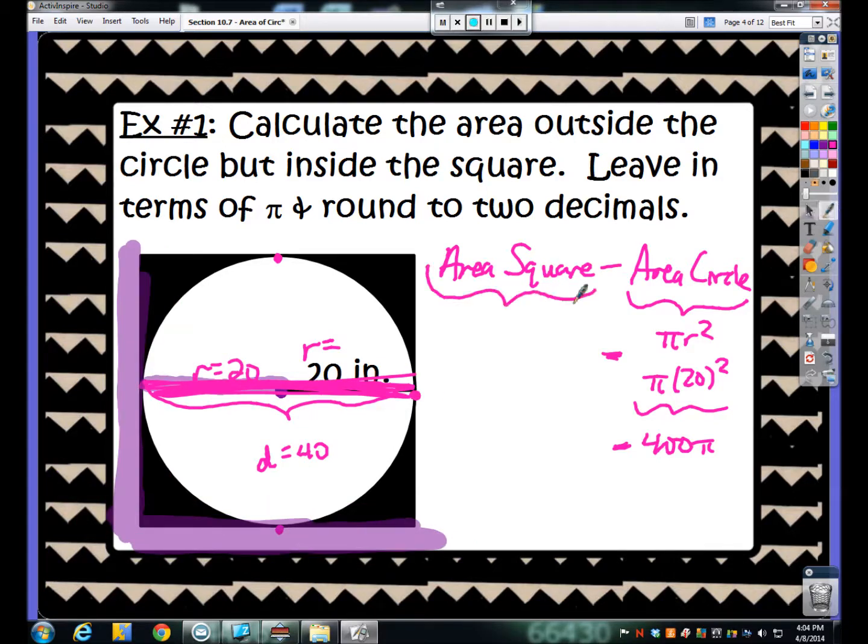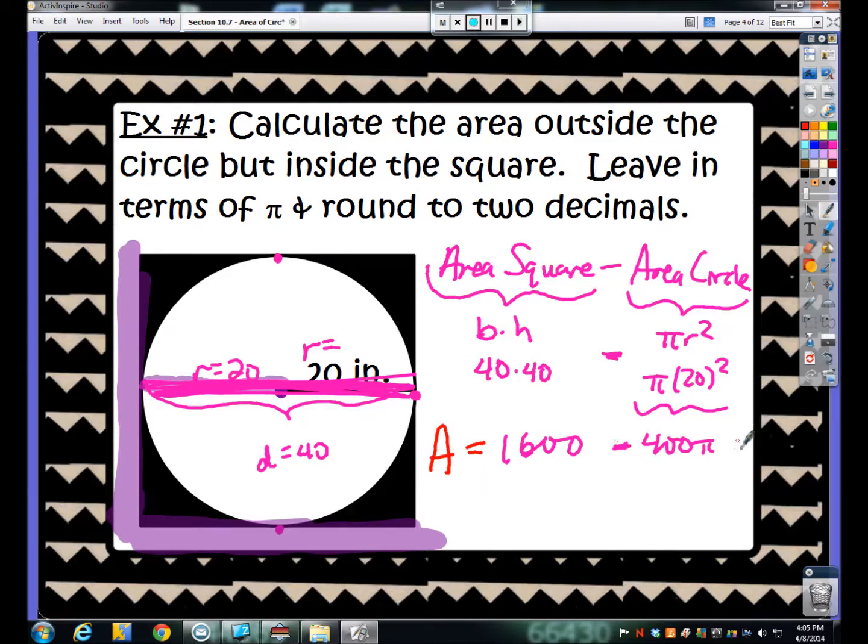So the area of a square is base times height, or base squared, or height squared, however you want to refer to it, but it's going to be 40 times 40, which is 1600. So we need to take 1600 and subtract away 400 pi. And some of you, unknowingly, would go, oh, that's 1200 pi. But we are going to treat pi like it's a variable. 1600 is not a pi number. 400 is a pi number. These are not like terms. We cannot subtract them. So what's our answer for the area?